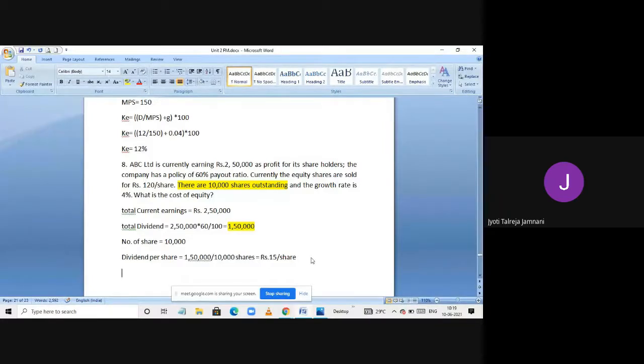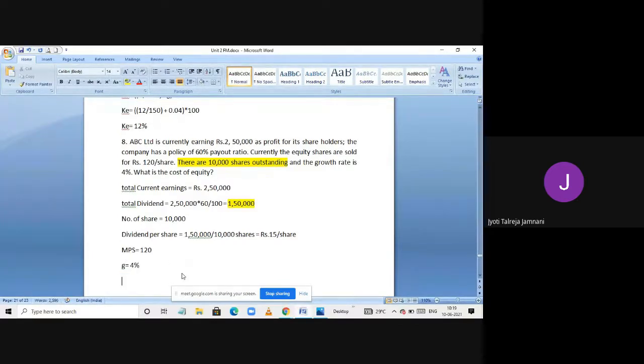So dividend per share is rupees 15. Now they've given the market price per share. MPS is 120. Have they given the growth rate? Yes, growth rate is 4% is what they say. So G is 4%. They're asking us to calculate the cost of equity. So cost of equity is equal to dividend.